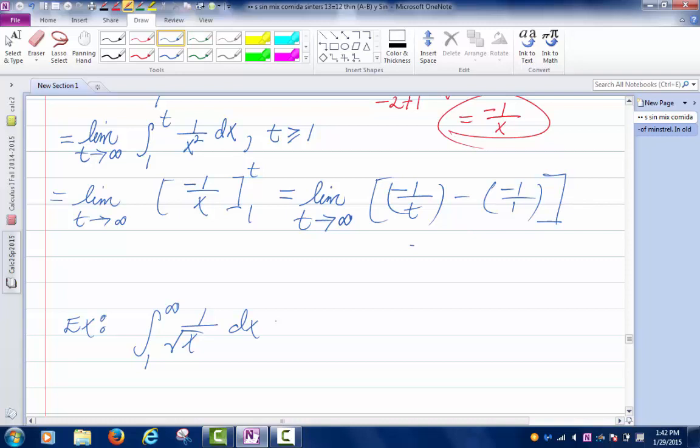Everybody's okay with that? Now, can someone tell me what's the limit as t goes to infinity of 1 over t? 0. So this term is going to 0. What am I left with? Plus 1. Okay? Is everybody okay? Any questions? I'm going to show you the geometric interpretation of that in a second. So we got 1. Everybody agrees with that?